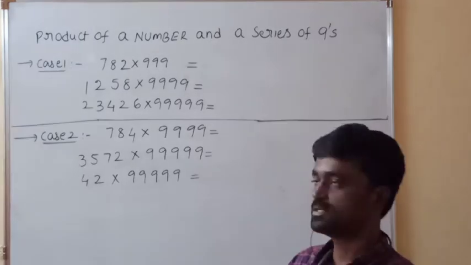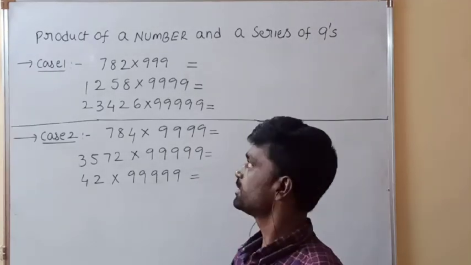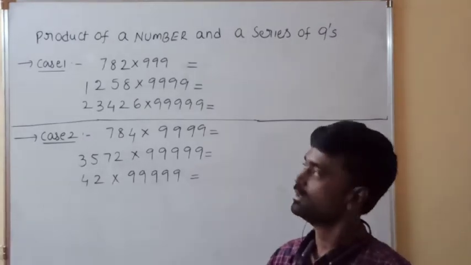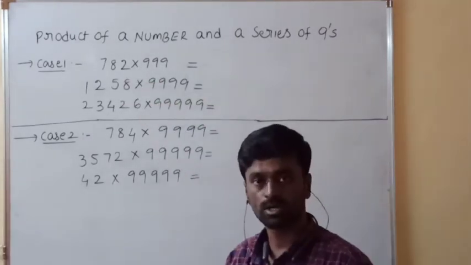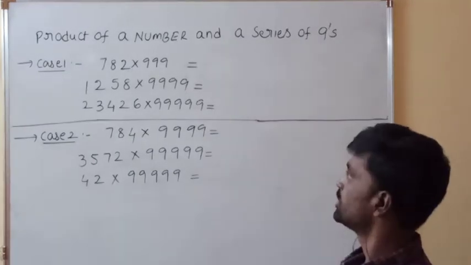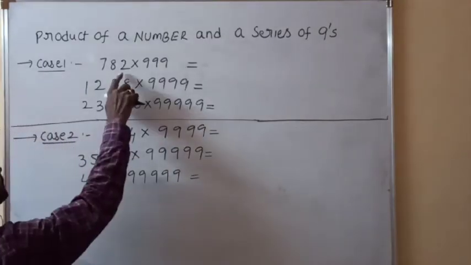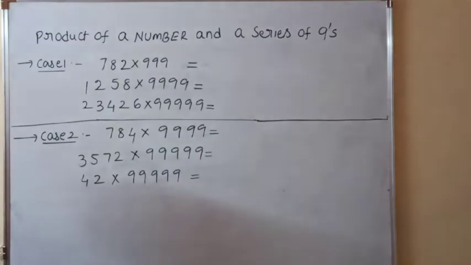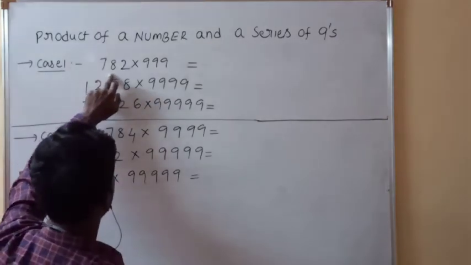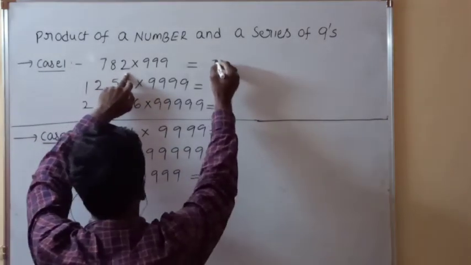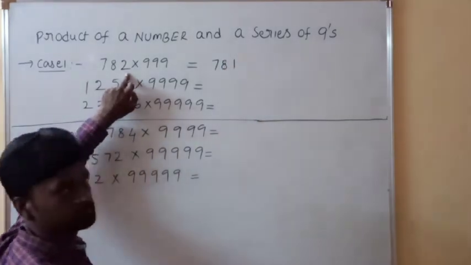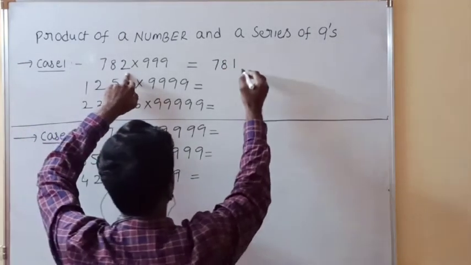So how do we find these products in just 2 seconds? Look at the first case: the number of digits in the given number is the same as the number of nines. Take 782 into 999. Here it is a 3-digit number and there are 3 nines. 3 plus 3 is 6, so the product will be a 6-digit number. The given number is 782. Subtract 1 and you get 781. Next, what are the remaining 3 digits?